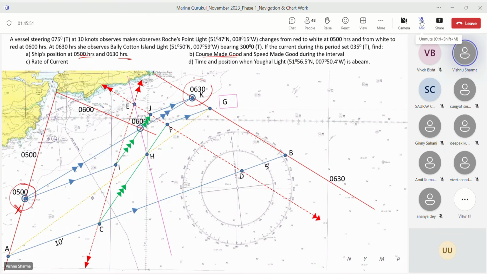Third is rate of current. Again, I to J is the drift in 1.5 hours, or I to the 6 o'clock position. This one is the drift in 1 hour. So this will be the rate of current in this case. Yes or no? Yes, sir. 1 hour. Okay.